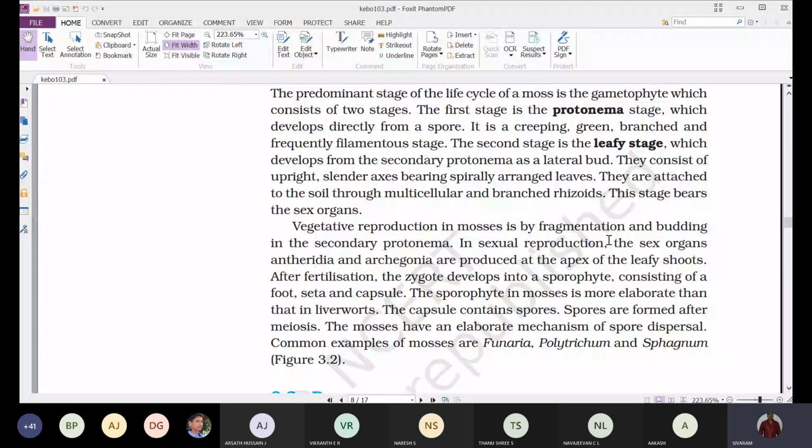Okay, the diploid zygote develops into the sporophyte. The sporophyte is differentiated into three parts, that is foot, seta, and capsule. The sporophyte of mosses is a little bit elaborate, that means a little bit well differentiated when compared to that of liverworts. Still it is not free living. It depends upon the gametophyte for nutrition.